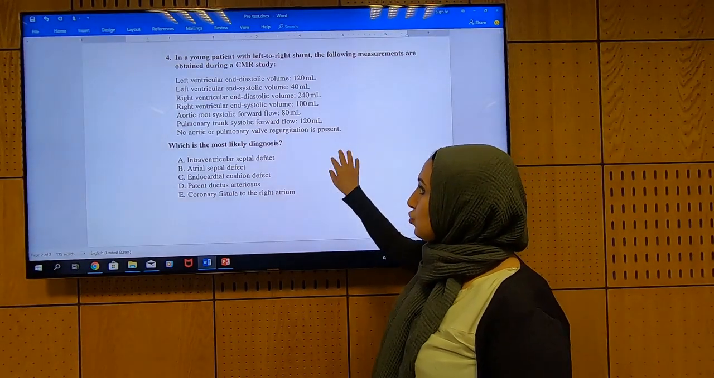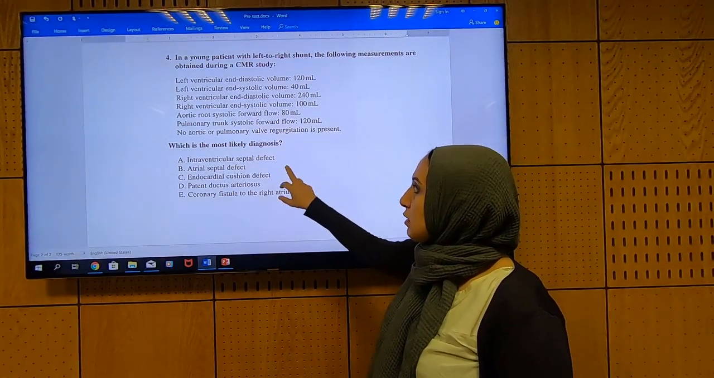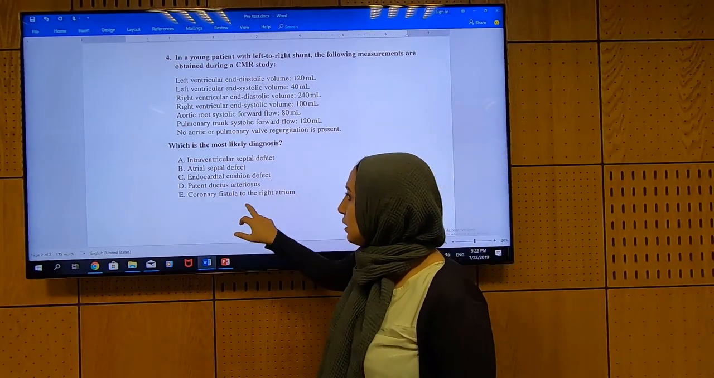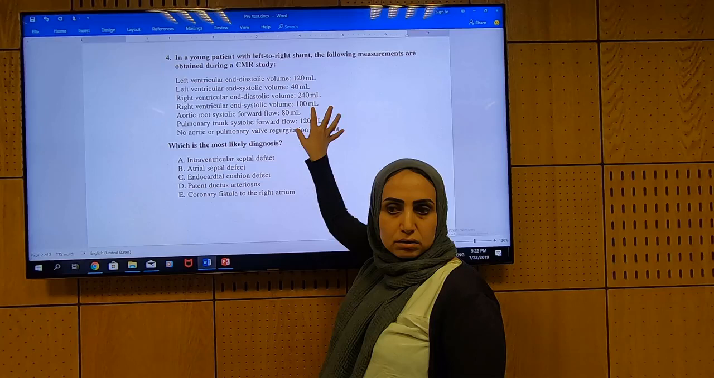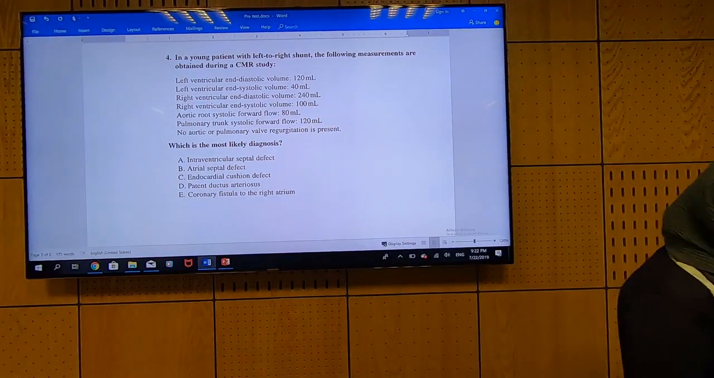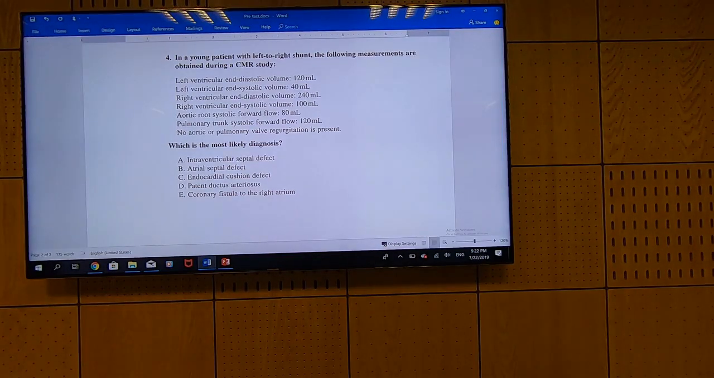And the last question is a big question, a lot of numbers, and out of this calculation, we should describe this diagnosis as a VSD or ASD, endocardial cushion defect, or PDA or coronary fistula. So these numbers will lead us to an answer. We will come back to this question, but this is a brainstorming. Do you find the questions easy or difficult? 50-50?